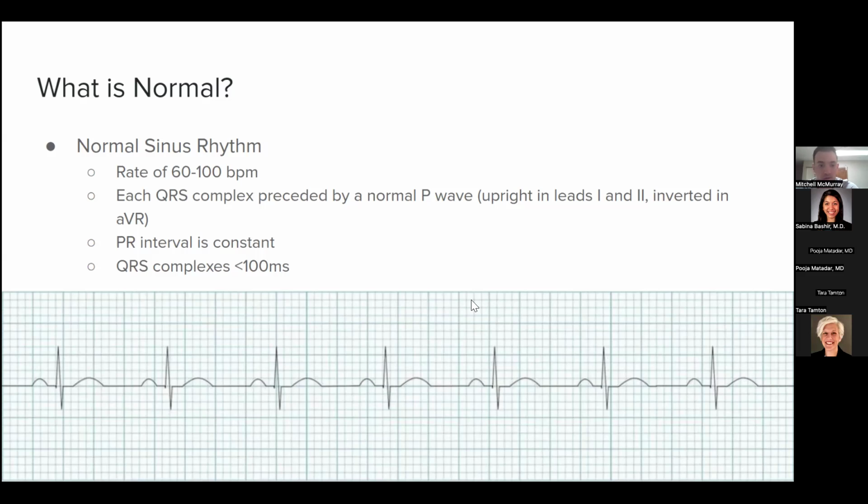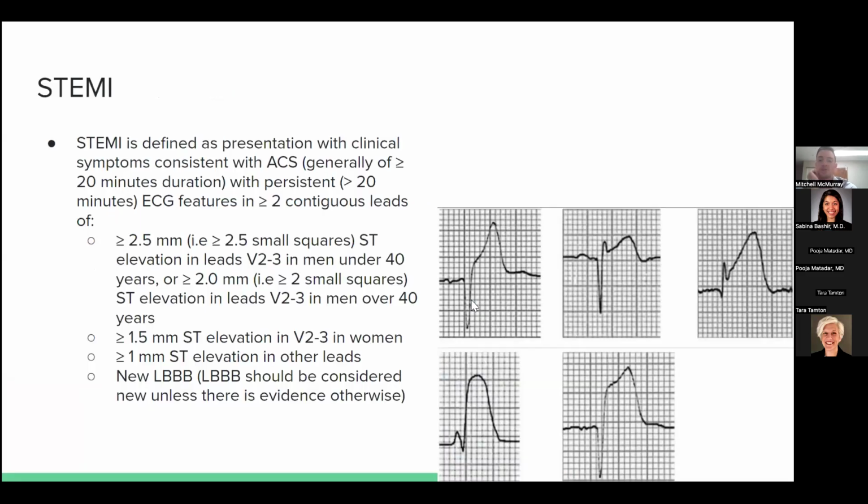So the scariest thing that you could probably be handed on an EKG is, oh my gosh, are they having a STEMI? This wall of text to the left is the technical definition of STEMI. It's helpful to know. It's kind of hard to remember, but you can remember it by this: you've got to have at least 2 millimeters of elevation.